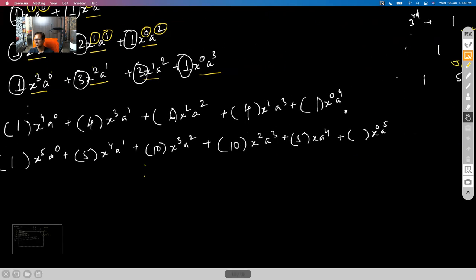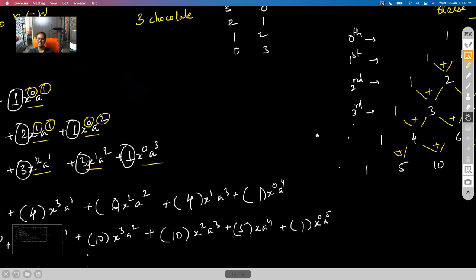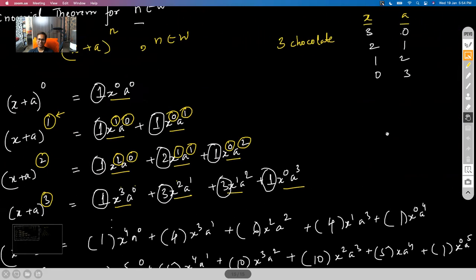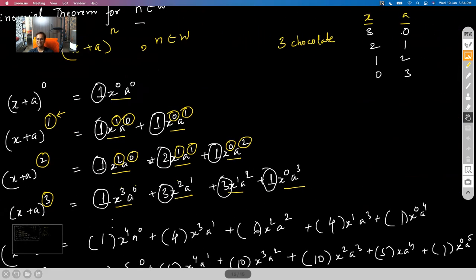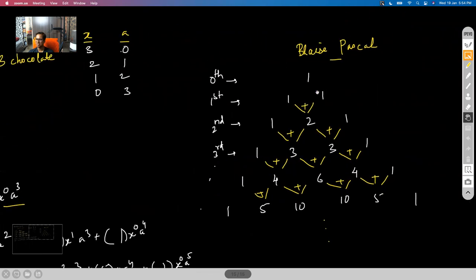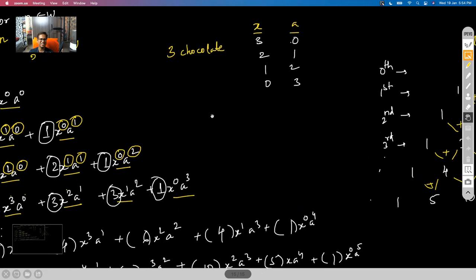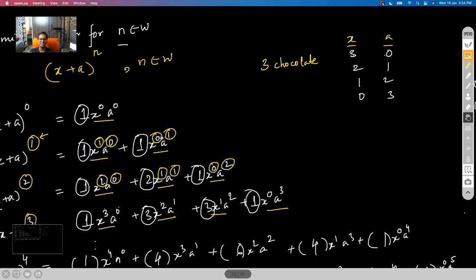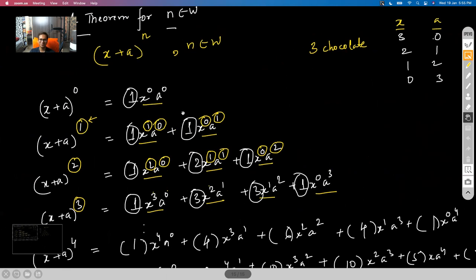1, 5, 10, 10, 5, 1. Okay. And very surprisingly, these numbers that you see here in the Pascal's triangle are called the binomial coefficients. So these numbers 1, 1, 1, 1, 2, 1, etc., are named as the binomial coefficients for the simple reason that they are coefficients of these expressions, isn't it?